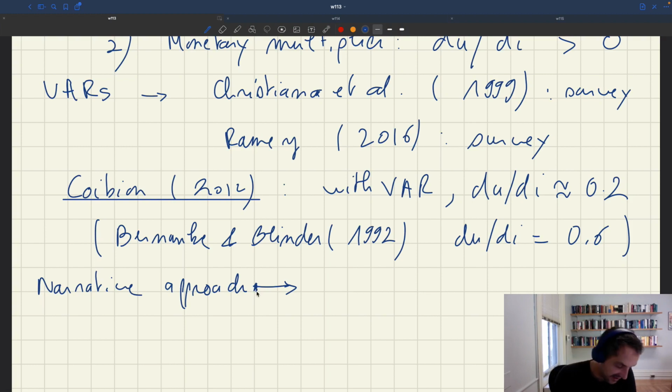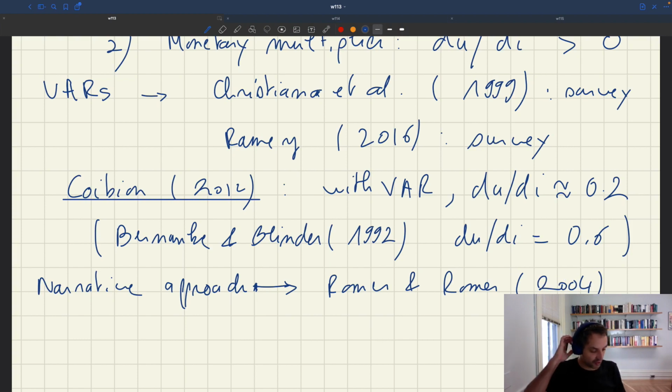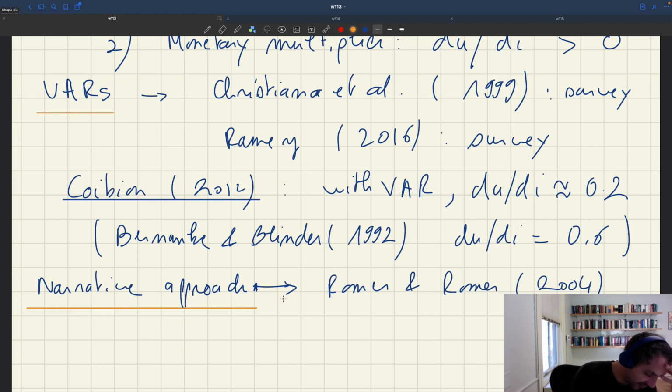And that narrative approach was pioneered by Christina and David Romer, and they have a very nice paper, 2004, that uses the narrative approach to find the effect of monetary policy on unemployment. So that's something totally different from the VAR approach, which is very econometric. The narrative approach, the idea is you go back to all the transcripts of the Fed that describe how the Fed has made decisions over the years.